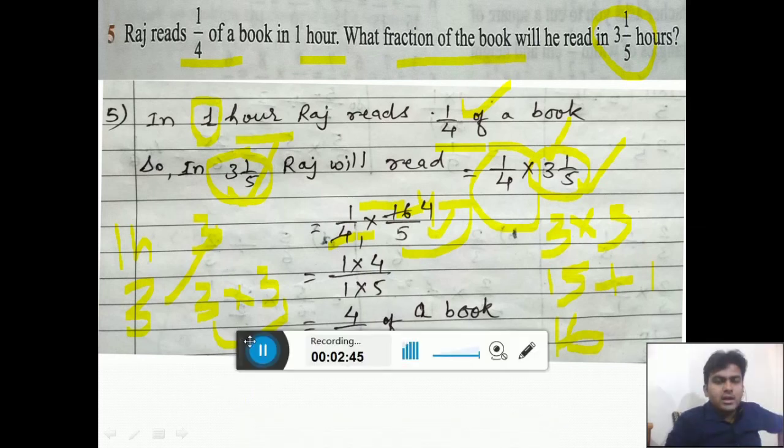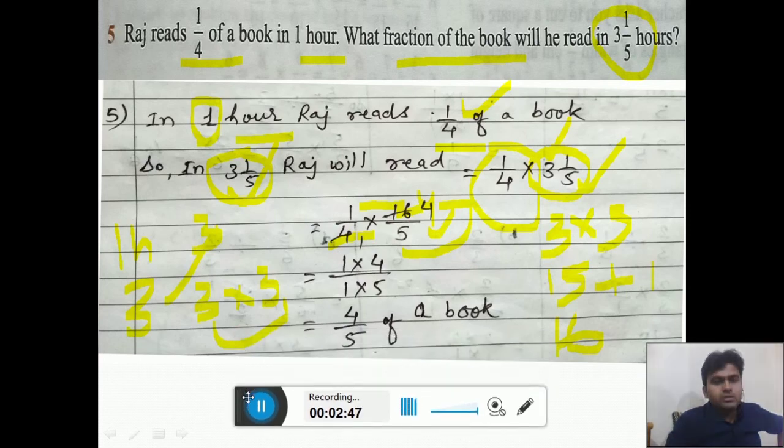Exercise second is completed. You solve this question in your copy and make the notes. Thank you.